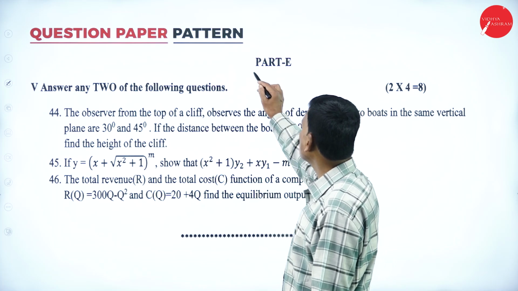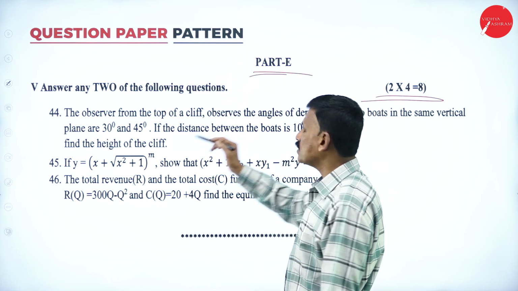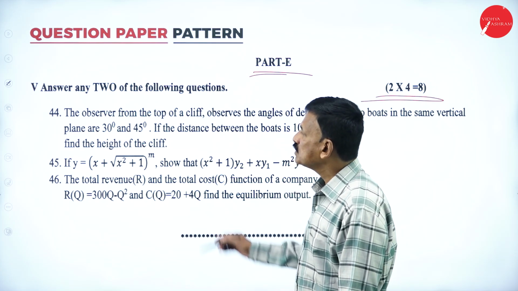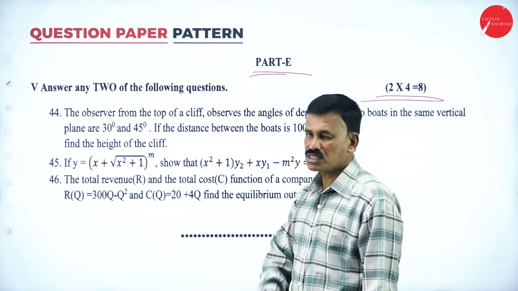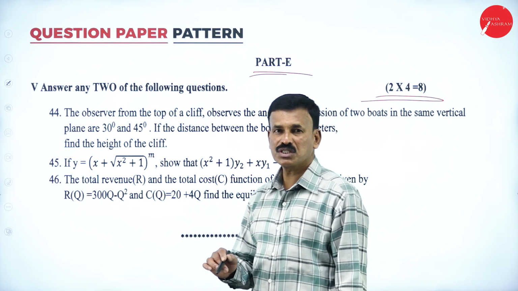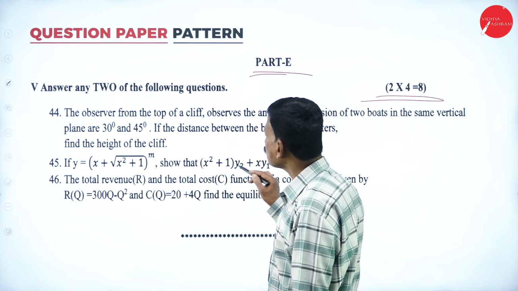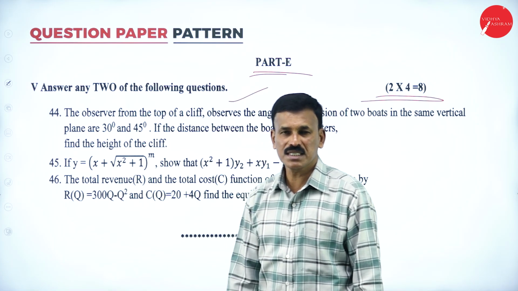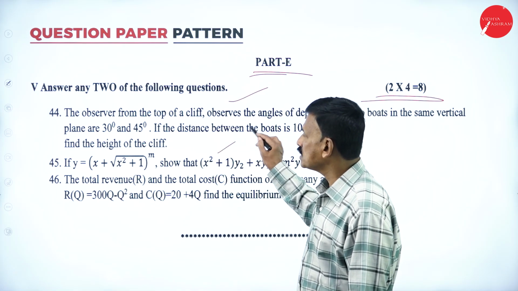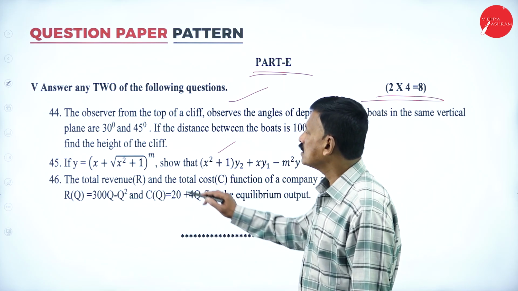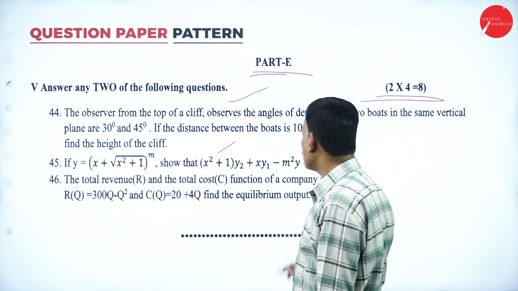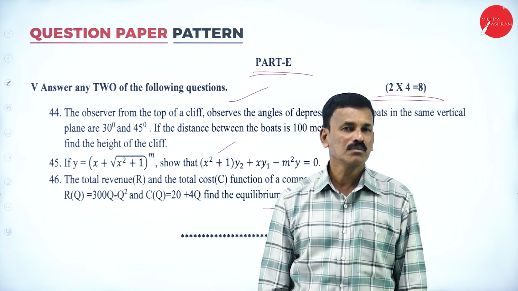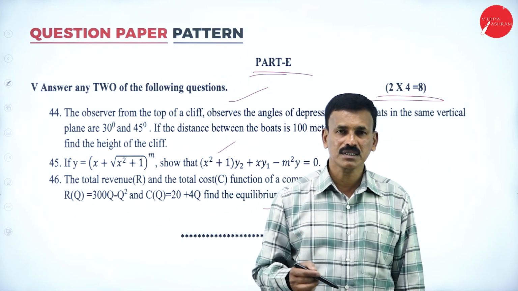Next, the last part is part E. In part E, you are going to answer any 2 questions for 4 marks each. 4 into 2 is 8. So 3 questions will be there, and you are going to answer 2 questions. So only one choice question will be in part E. The first question is from application of trigonometry, that is heights and distances. The second question is from second derivatives. And the third one is from application of derivatives. Right, so these are the model question paper pattern for second PUC basic mathematics.